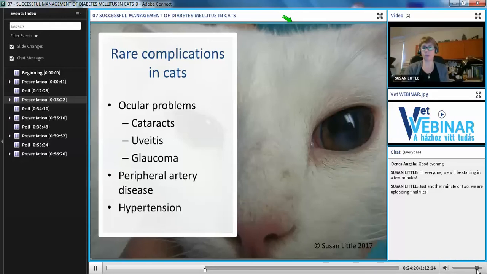So I always make sure I let them know that ocular problems like cataracts and glaucoma and uveitis are really rare in cats with diabetes. The same with peripheral artery disease. That's common in people with diabetes, but it's not been documented in cats. Some diabetic cats will have hypertension, but there isn't a strong link between those two diseases the way there is in people. So a lot of the problems that they might be worried about because they're familiar with diabetes in people actually don't occur in cats. So that's a little bit of good news for them.